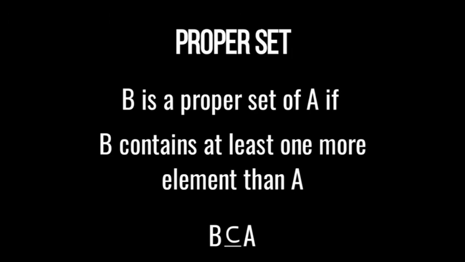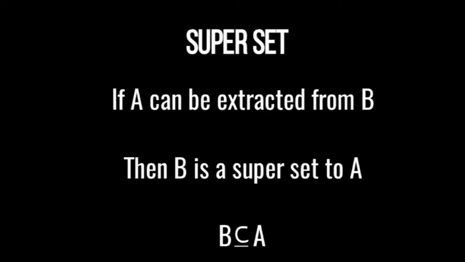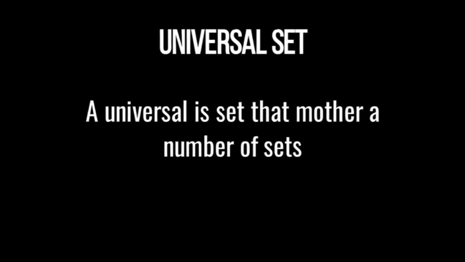Let's look at superset. Superset is equivalent to proper set, provided that B is greater in list and in elements, that is, we can bring out A from B. Now let's look into universal set. Universal set is just described as the mother set of a number of sets.